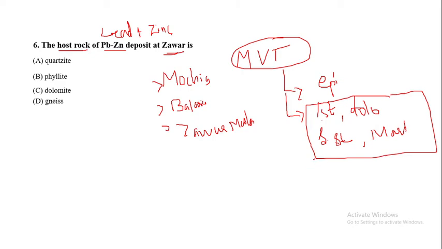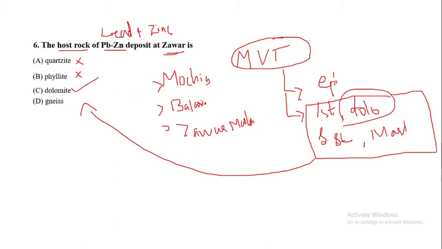Now with this knowledge, moving on to these options, we have quartzite. Quartzite is not the answer. Phyllite is not the answer. Dolomite: MVT has dolomite. So the correct option is dolomite. So the host rock of the lead zinc deposit of the Sawa region is dolomite, since it is a Mississippi Valley type deposit. Okay.